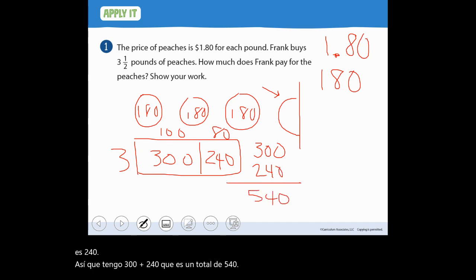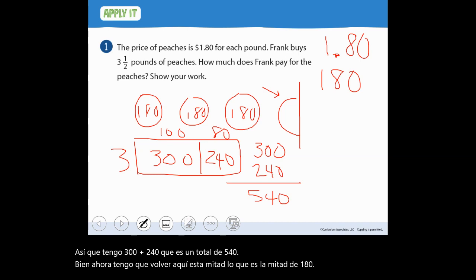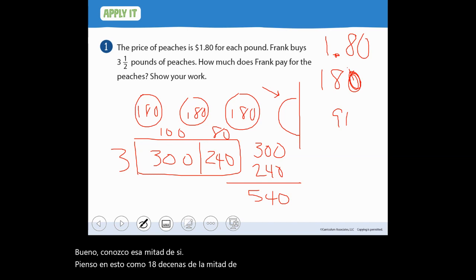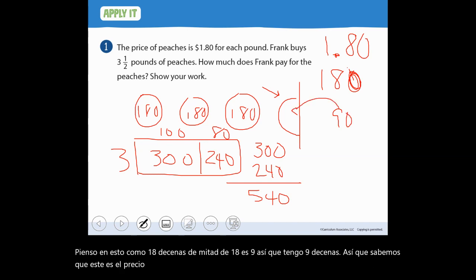Okay, now I've got to go back over here to this half. What is half of 180? Well, if I think of this as 18 tens, half of 18 is 9. So I have 9 tens. So we know that the price of this is 90 cents.